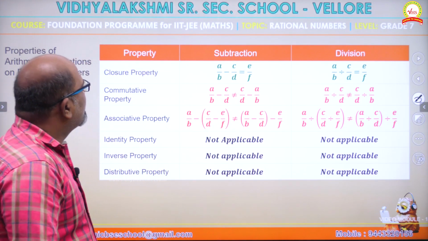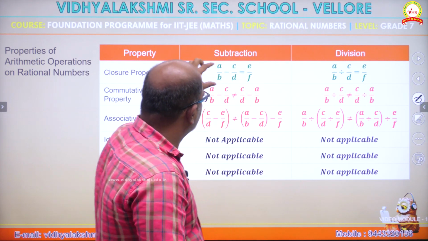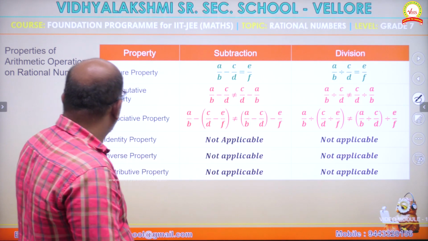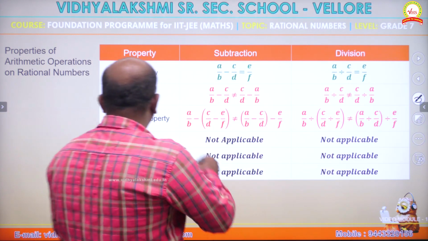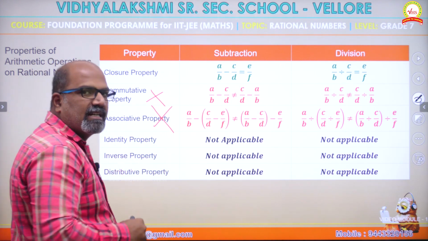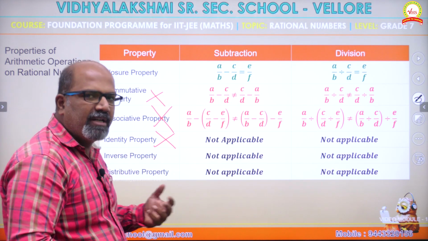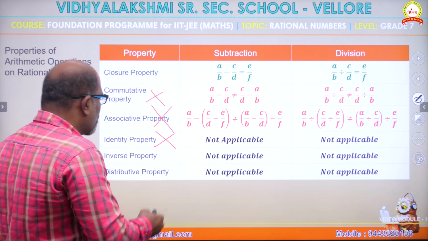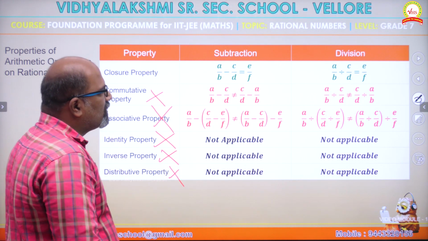In the case of subtraction and division, you can see that this alone is given in green color. Because of that, it will satisfy this property, whereas the commutative property will not be satisfied for subtraction and also for division. Associative property will not be satisfied. Identity property will not be satisfied. That means it is not applicable, there is no meaning in writing it. Inverse property will not be satisfied. Distributive property is not applicable.